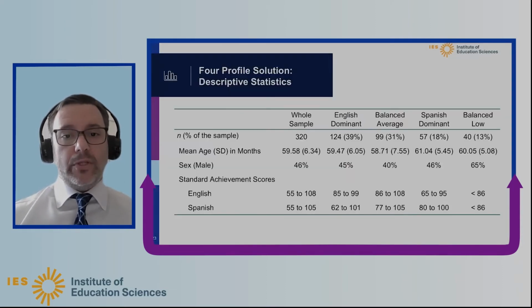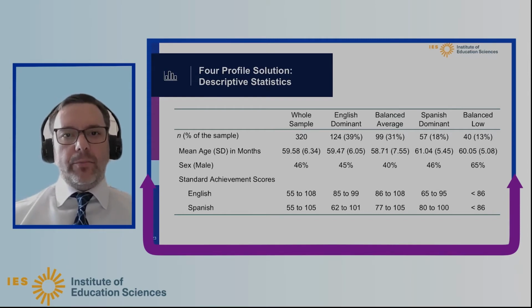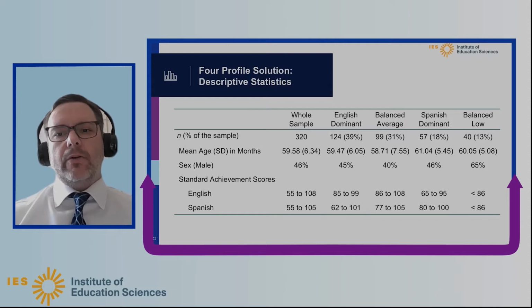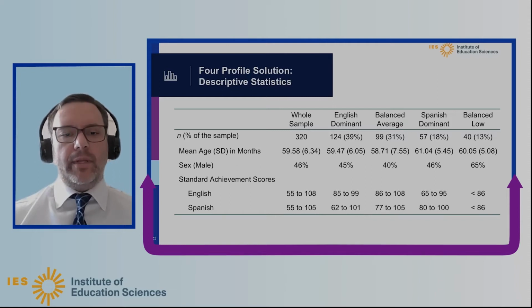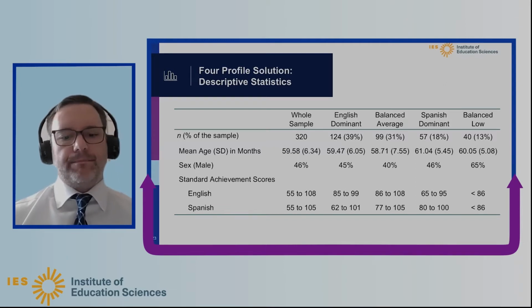In taking a closer look at the 4 profiles, we see that the majority of the children were English dominant, followed by balanced average, Spanish dominant, and balanced low. And while each profile was similar in their age, the balanced low profile tended to have a larger proportion of boys within it. And on average, again, the children in the balanced average profile tended to outperform children in the other profiles for English achievement, whereas they scored similar to the children in the Spanish dominant profile for Spanish achievement.